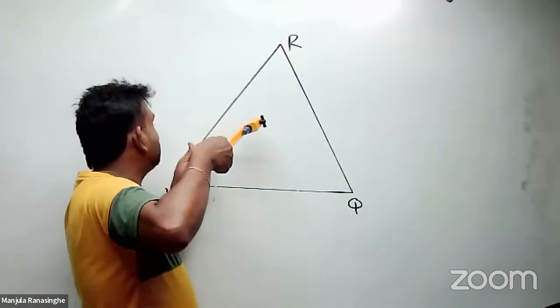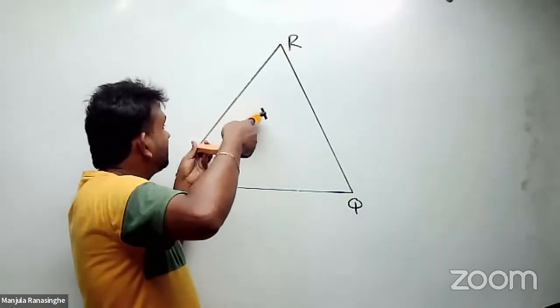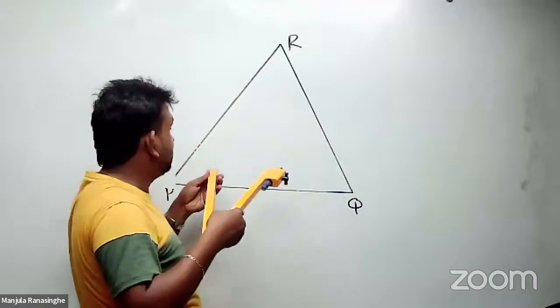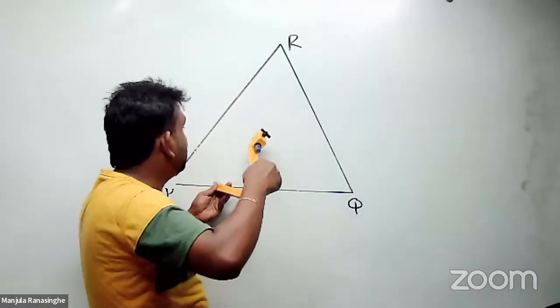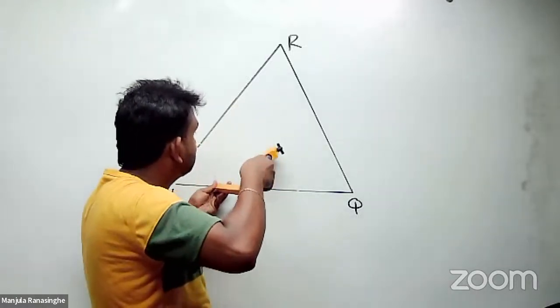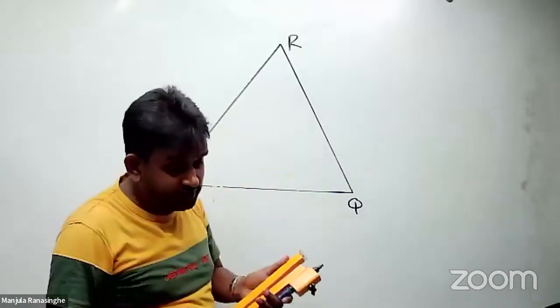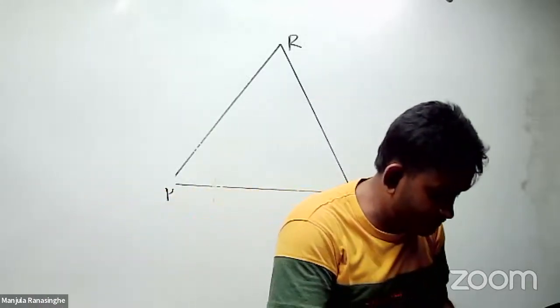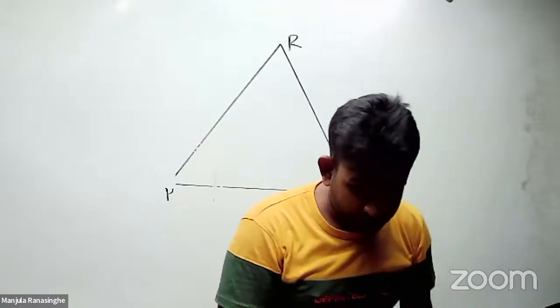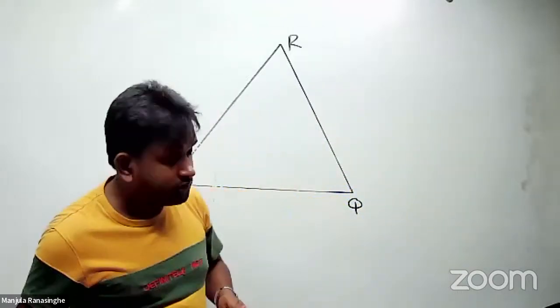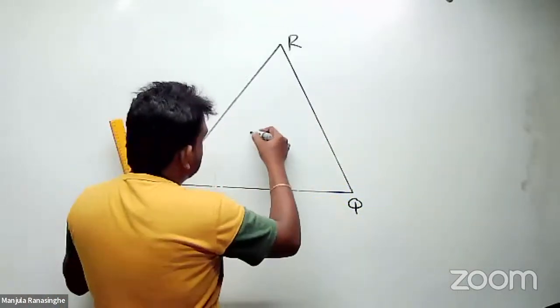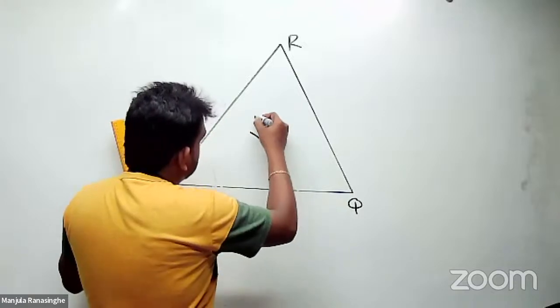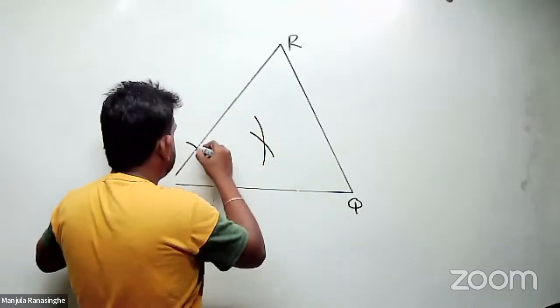Keep the compass terminal there and make an arc. Then go here and cut the arc. These may not be visible to you, but I will draw it for you. Okay, this is the arc, and this is the arc being done, and here is the angle.